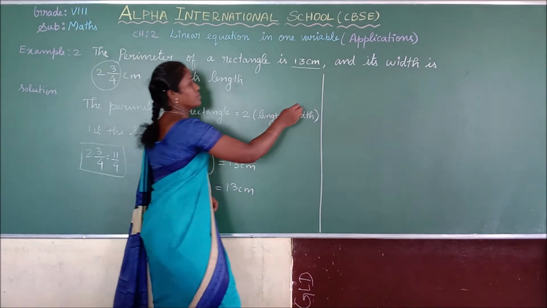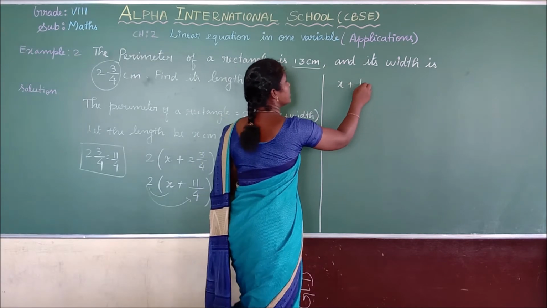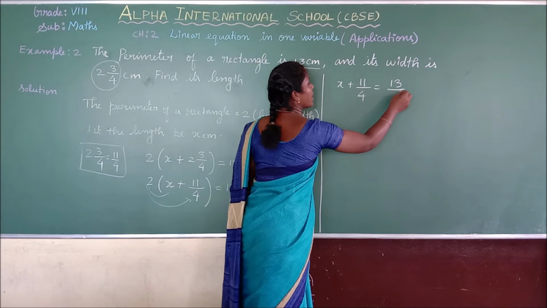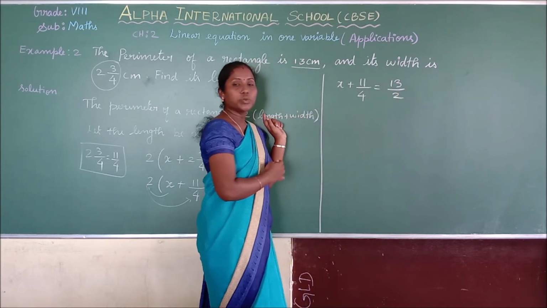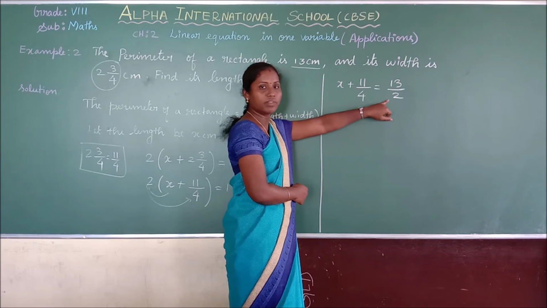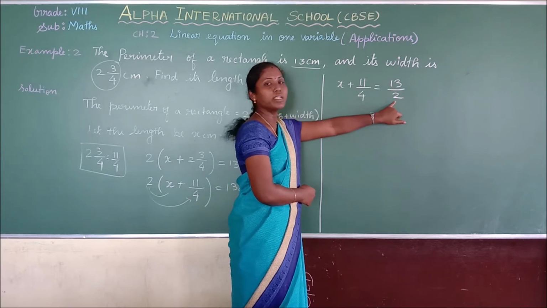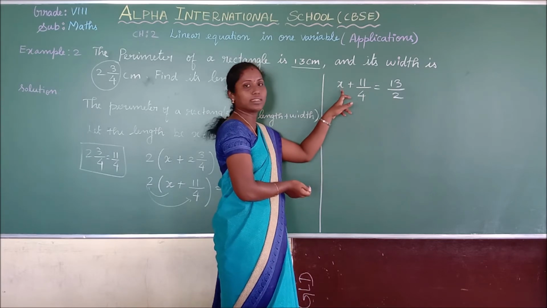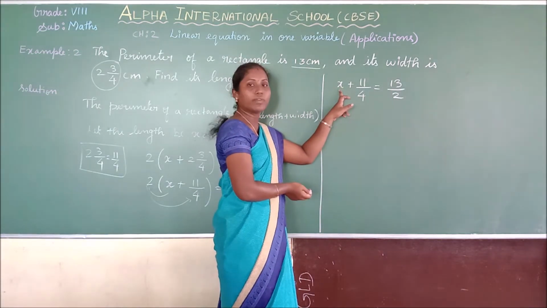Okay. So now (x + 11)/4 is equal to 13/2, because that 2 is a multiplication operation. If it goes to the next side of the equation, it will become division. So 13 by 2. Now what is our job? We have to find the value of x.